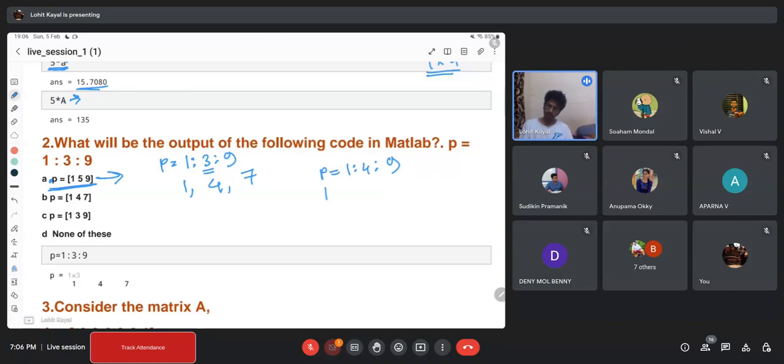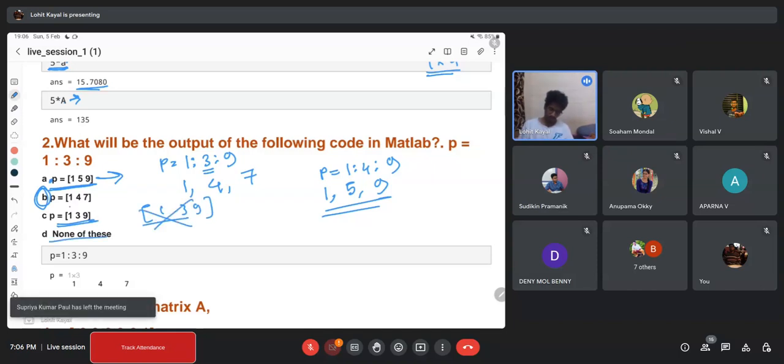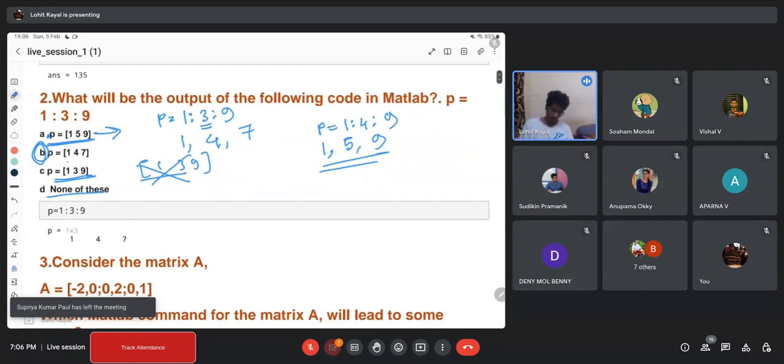Then the initial entry is 5, then a step of 4, that means the next entry will be 5 plus 4, which will be 9. Okay, so this is the correct option. This is obviously not true. It just writes 1 3 and 9. This is not a valid option, and none of these others are true.